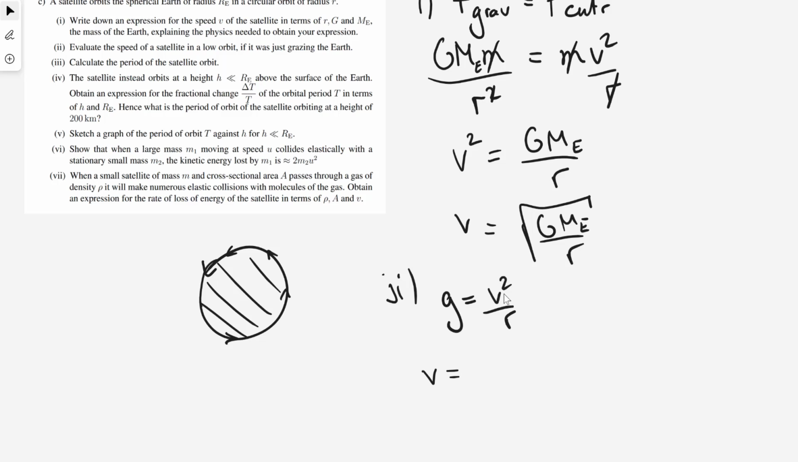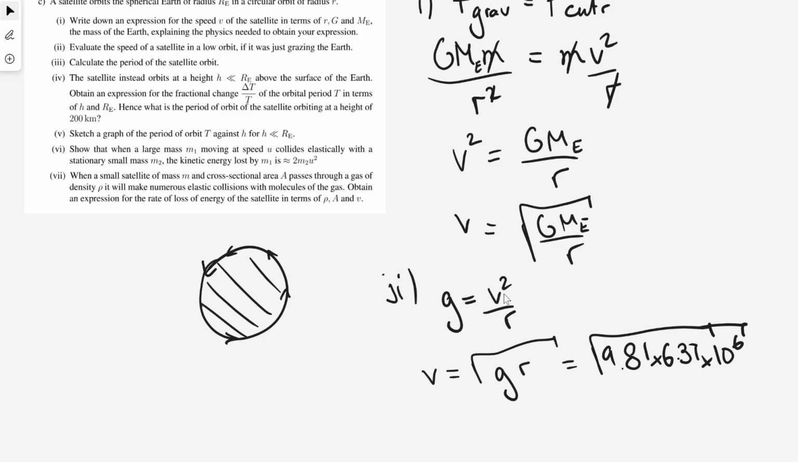Anyway, let's calculate v. v will be the square root of gr, which is equal to the square root of 9.81, and for the radius we're going to use the radius of the Earth, which is given in your formula booklet, 6.37 times 10 to the 6 meters. Let's plug this into a calculator to get about 7,900 meters per second.